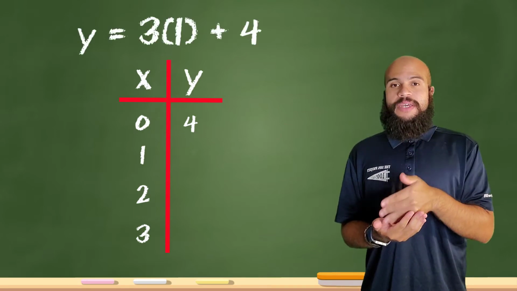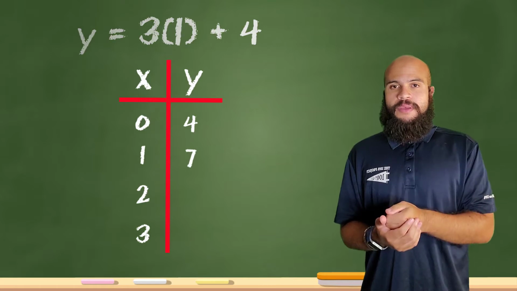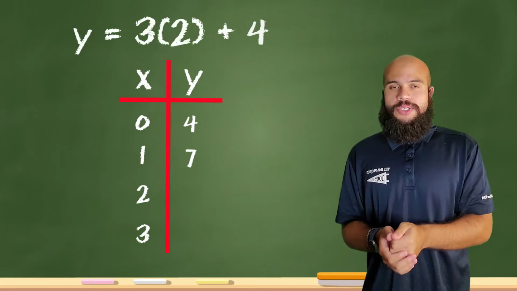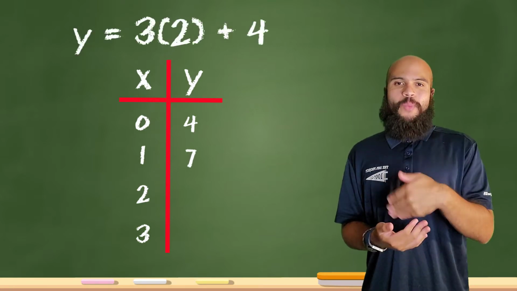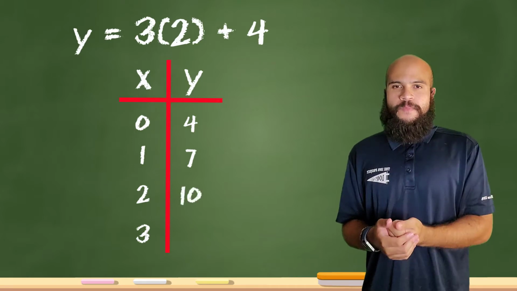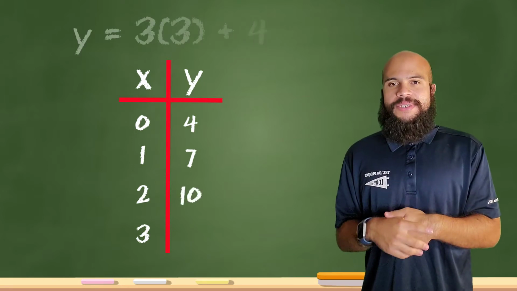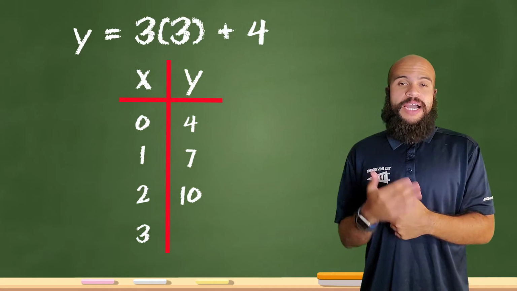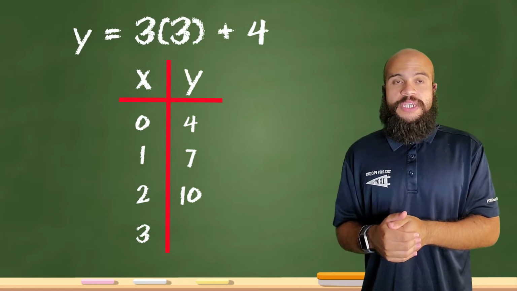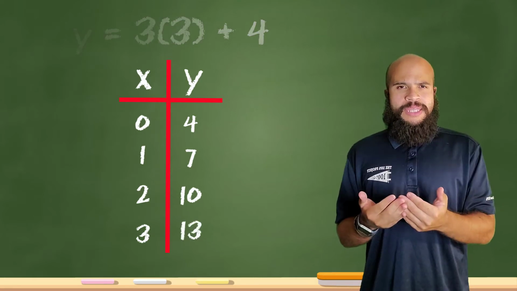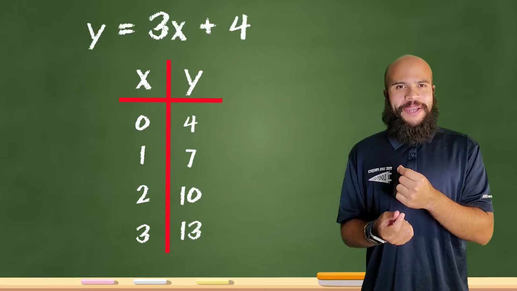When x is 1, y ends up equaling 7. When I evaluate at x equals 2, I end up with y equaling 10. And when x is 3 and I evaluate, I get y equal to 13. Now we're going to look at this table because there is a pattern happening.